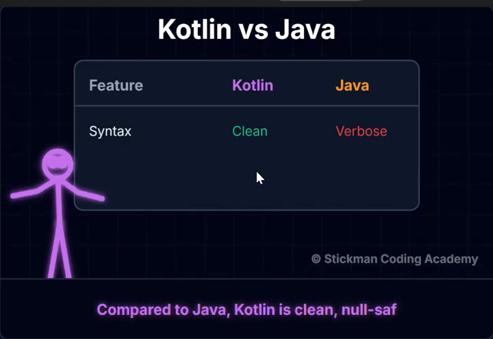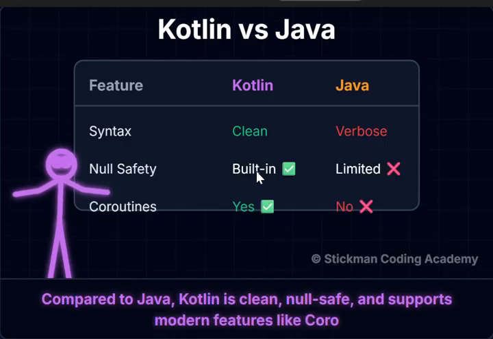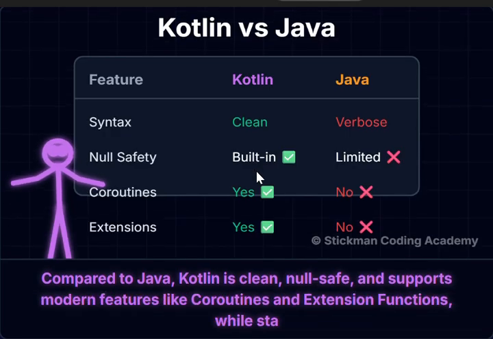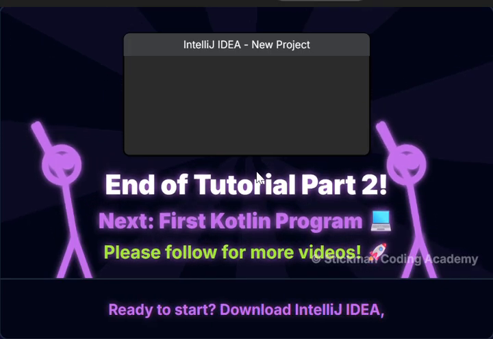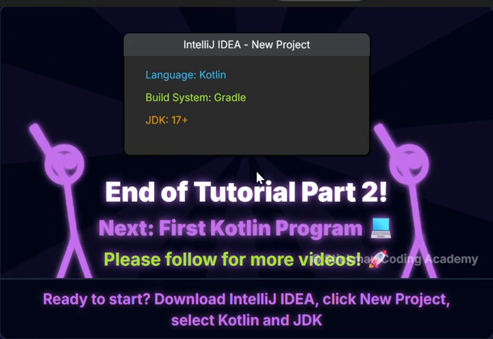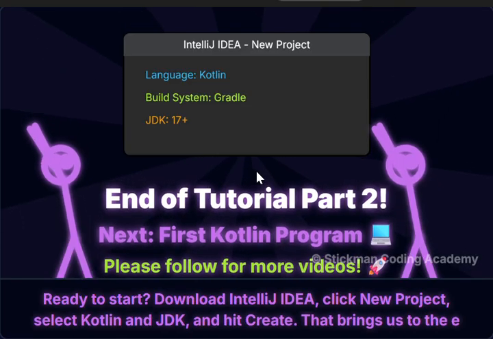Compared to Java, Kotlin is clean, null-safe, and supports modern features like coroutines and extension functions, while staying 100% Java compatible. Ready to start? Download IntelliJ IDEA, click New Project, select Kotlin and JDK, and hit Create.